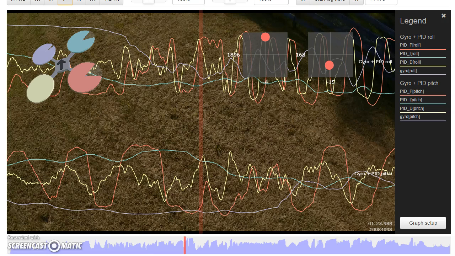Increasing the P gain sharpens up the response and makes the copter feel much more locked in and controllable. Whereas increasing the I gain can make the copter feel stiff, because the I term works over a much longer time horizon than the P term. So obviously there's a point where you've gone too far, right?